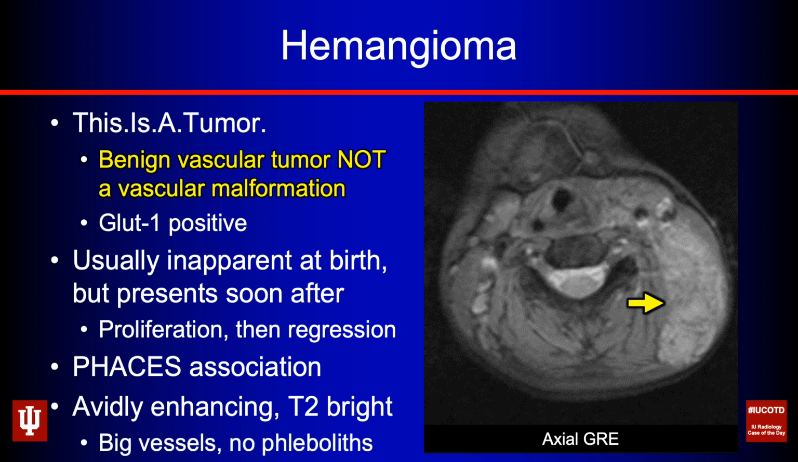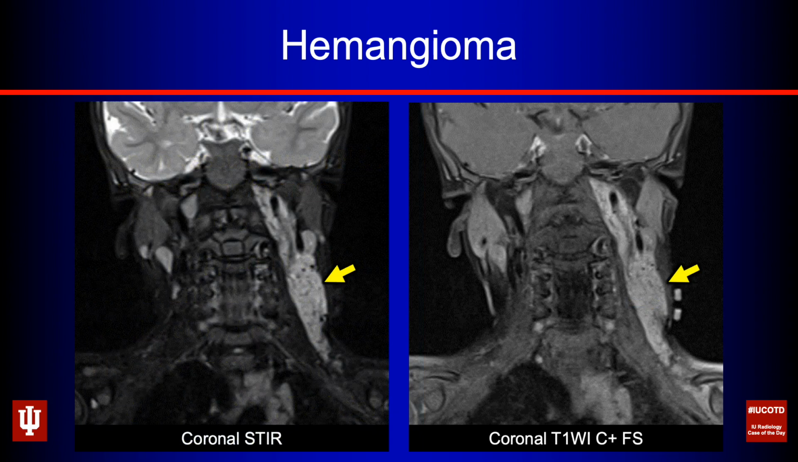There's no big vessels going to this either. I'm sorry, this one we can't see the big vessels solely for contrast. This one may have big vessels, but there are no phleboliths. In this patient, here we get to the coronal STIR. We can see the flow voids of the big vessels that are associated with it. It is enhancing, maybe not enhancing like gangbusters, but it is enhancing. This is a good look for a hemangioma.